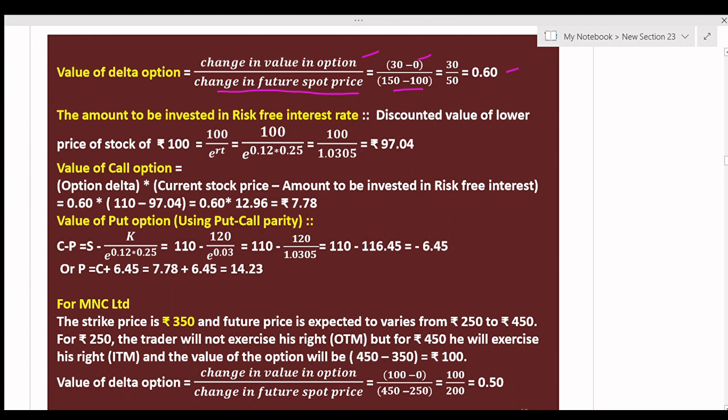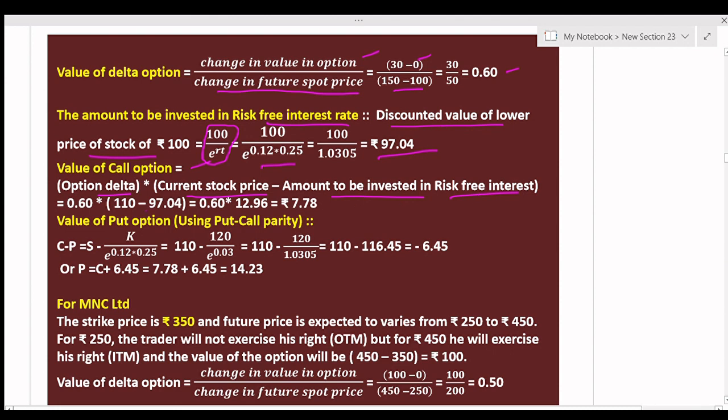Now the amount to be invested at the risk-free interest rate is the discounted value of the lower price of the stock, rupees 100. The present value will be 100 divided by e to the power rT. That is equal to 100 divided by e to the power 0.12, rate of interest, into 0.25, T is equal to 3 months. That is equal to rupees 97.04. Now the value of the call option is equal to option delta into current stock price minus amount to be invested in risk-free interest.